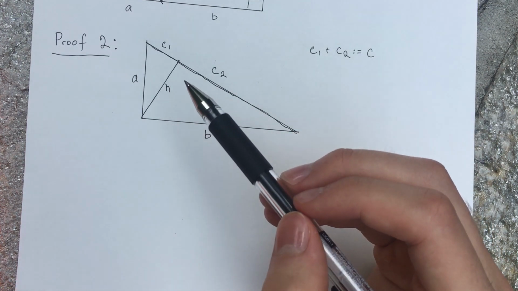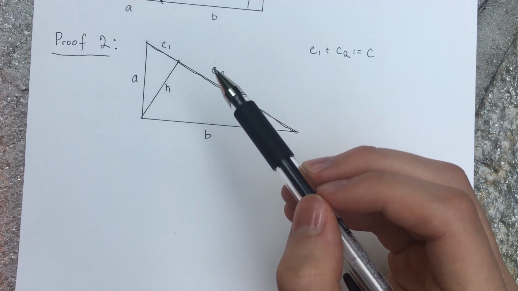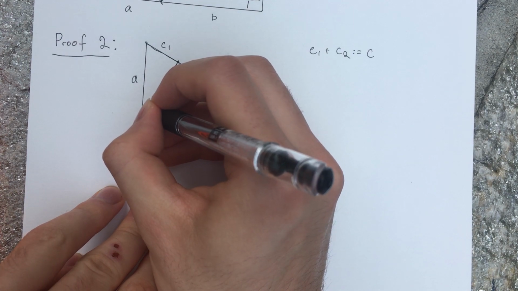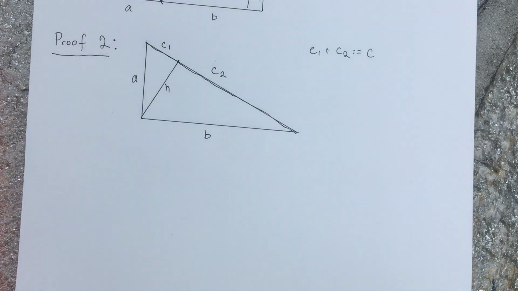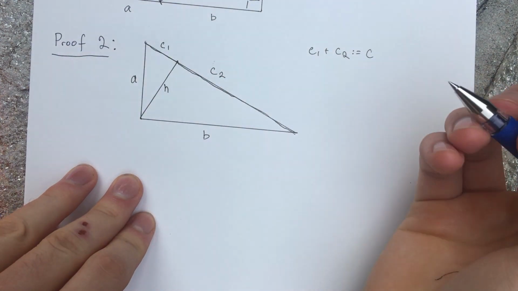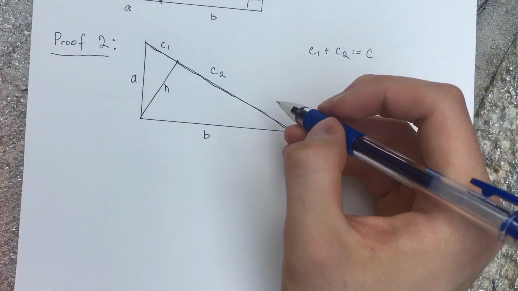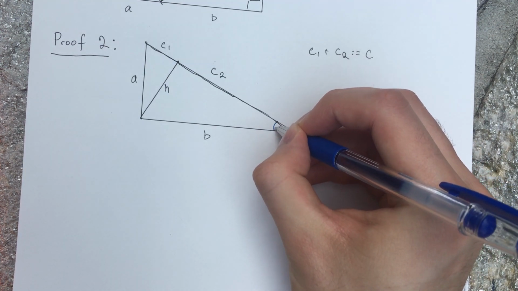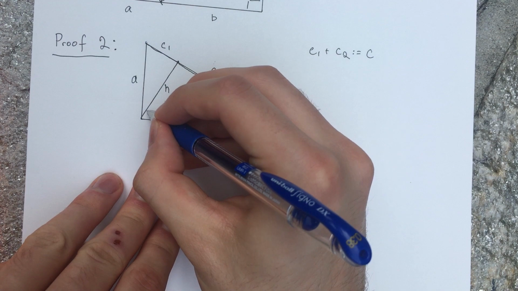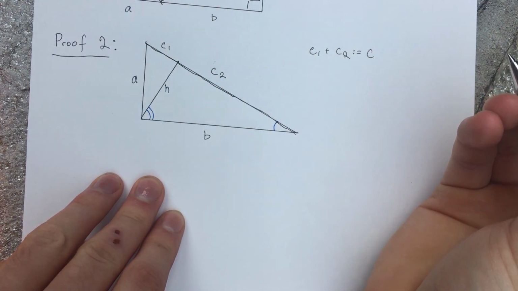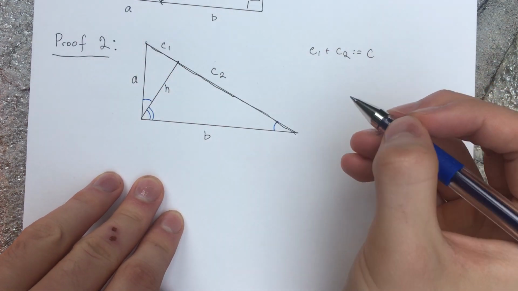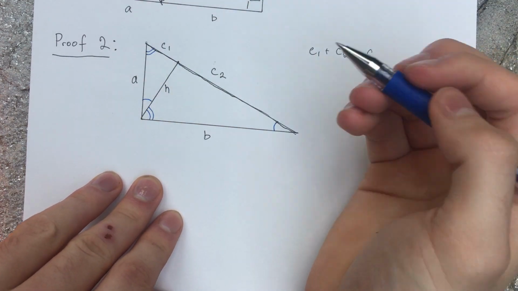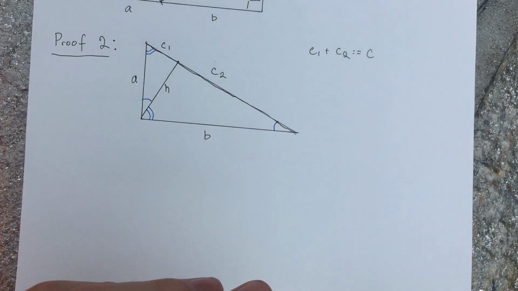This method relies on similar triangles. So here, let me get a different pen. I'm gonna label each angle so we know. This angle right here will be 1, and this one will be 2. This one will also be 1, and this one is 2. And of course, these are all right angles.